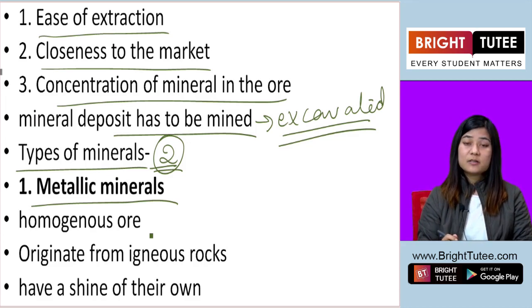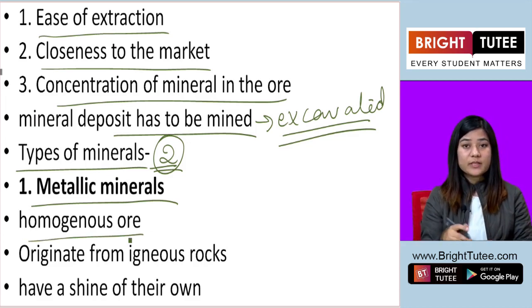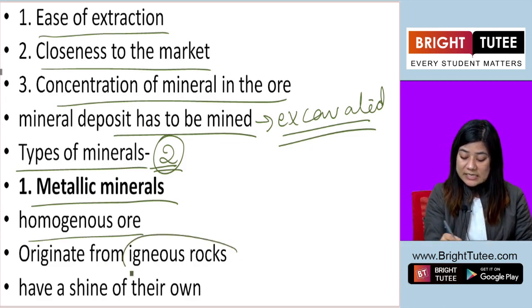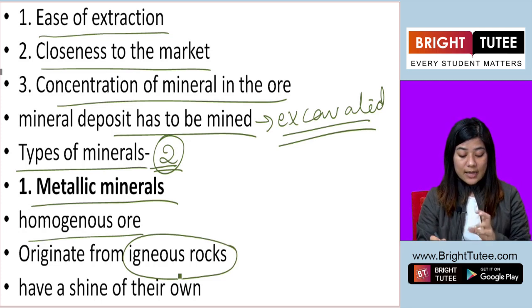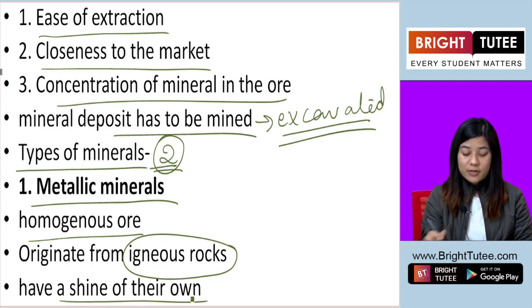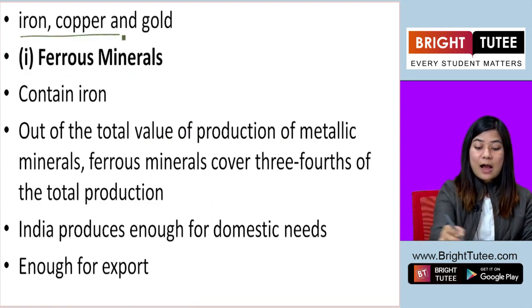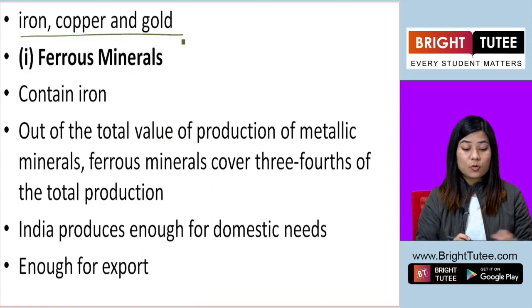So, metallic minerals are formed of homogeneous ore. They originate from igneous rocks. Okay. A kind of rocks. They have their own shine. And some of the examples are iron, copper, and gold.